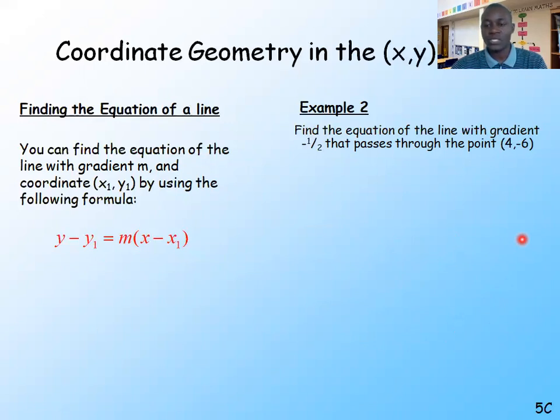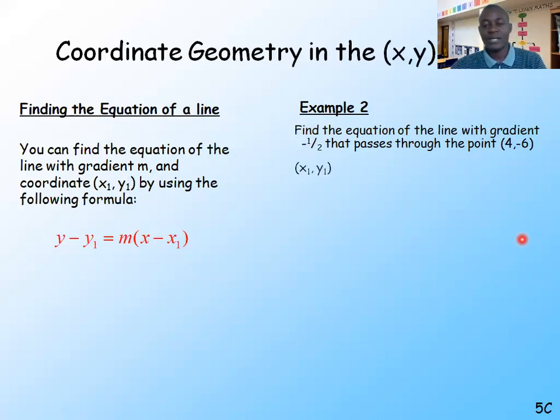that passes through the point 4 comma minus 6. It is not enough for you to just pick out the values for the parameters in the question, in the formula. It is important that you also understand what the question is about. Find the equation of a line with gradient that passes through the point. The gradient is given, a point through which the line we are asked to find the equation of passes is given.